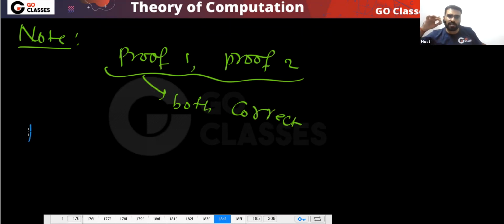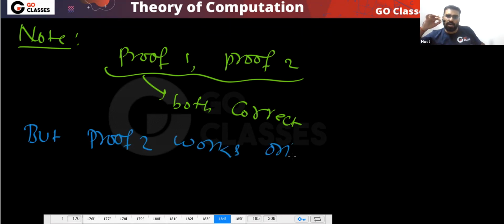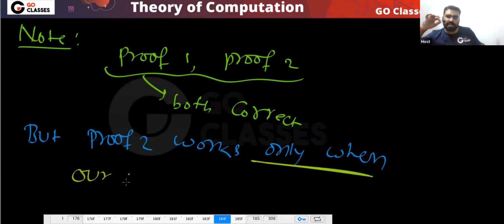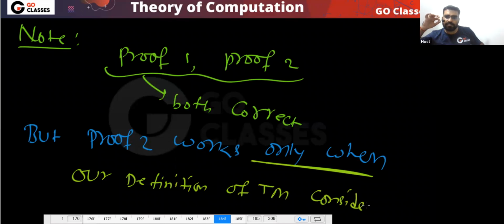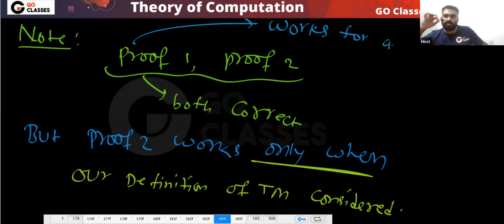But this proof 2 has a condition. It works only when our definition of Turing machine is considered. Proof 1 will work for any definition of Turing machine.